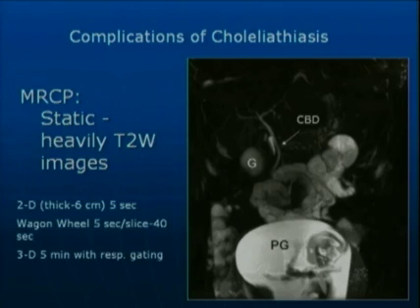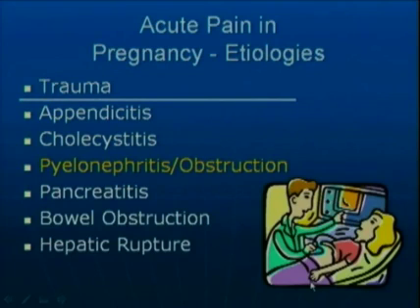But you can see very nicely here the common bile duct, and you can see the rest of the biliary system. You can see the gallbladder. You can even identify the pancreatic duct. You can see how you can miss very small stones, but you can certainly say in this case there is no evidence of biliary ductal dilatation. And you can see very nicely the pregnancy here as well.